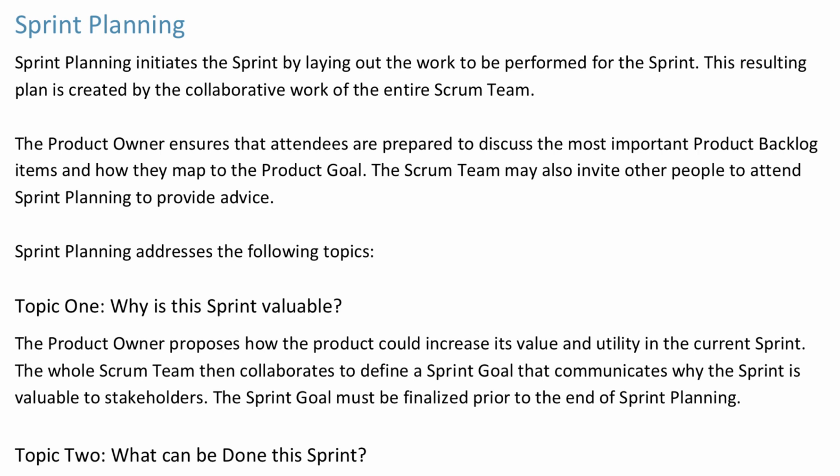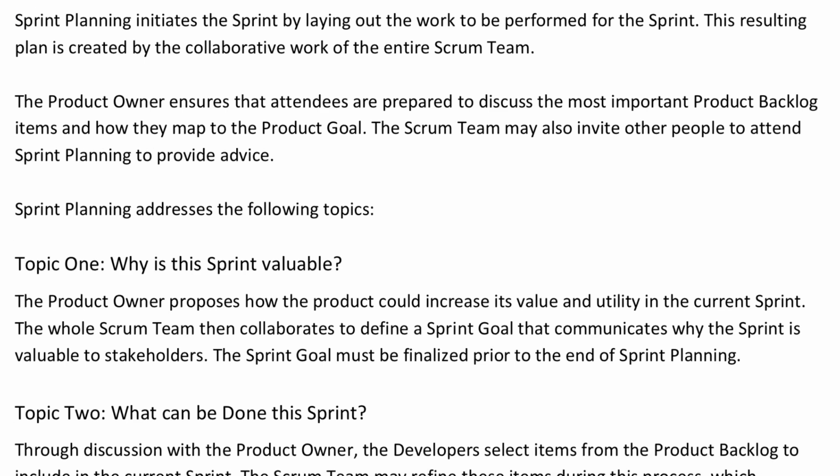Topic 1. Why is this sprint valuable? The product owner proposes how the product could increase its value and utility in the current sprint. The whole Scrum team then collaborates to define a sprint goal that communicates why the sprint is valuable to stakeholders. The sprint goal must be finalized prior to the end of sprint planning.